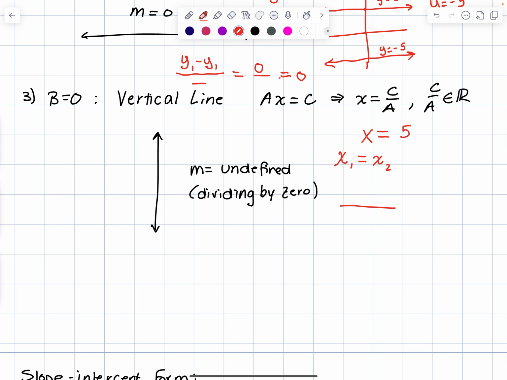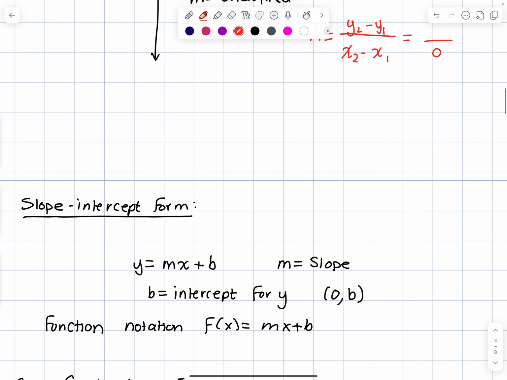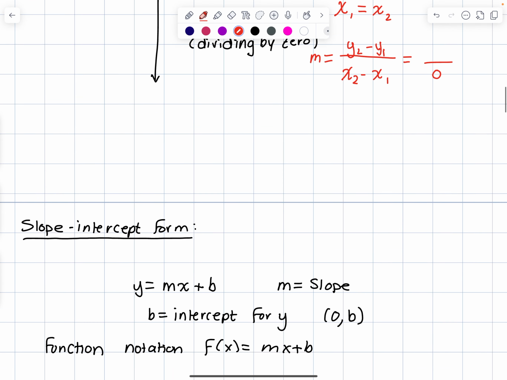Now, remember our slope formula is y2 minus y1 over x2 minus x1. Well, the denominator is x2 minus x1, but we know that they are the same, which implies that it's 0 down there. And when you divide by 0, that's going to be an undefined slope. So you want to make sure that you be careful with that one as well.